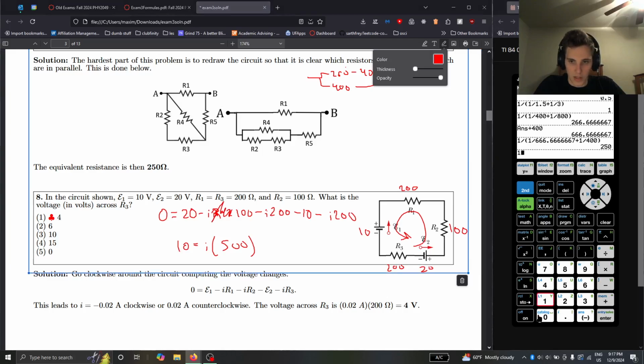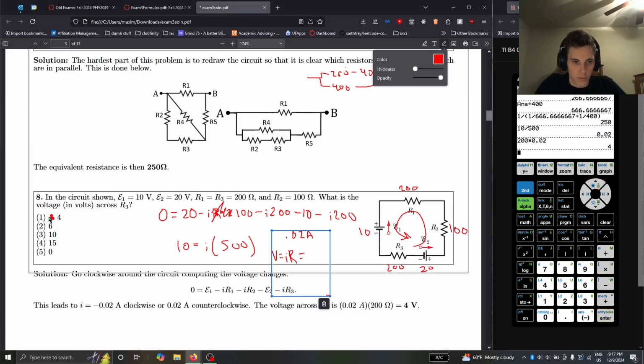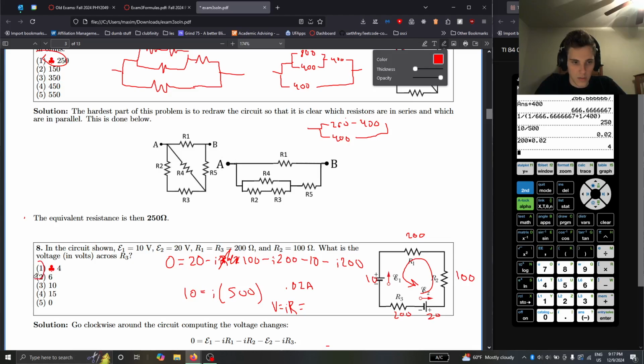And then we divide 10 by 500. We'll say that it's 0.02 amps everywhere. So 0.02 amps, and we want the voltage across R3. Voltage is just equal to amps times resistance. The resistance is 200 times the amps, 0.02, and we just get 4. So that's the right answer.